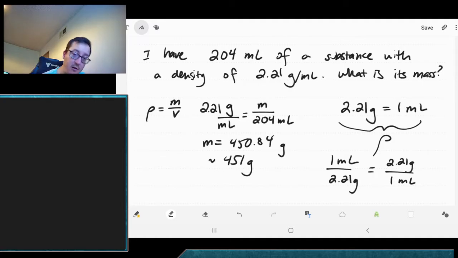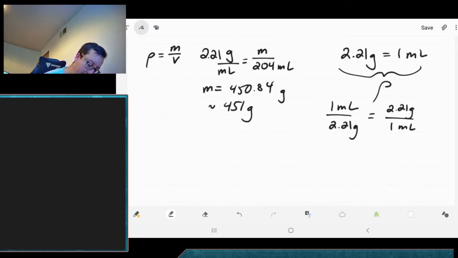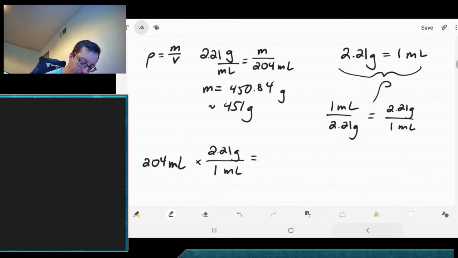So we're starting with our measured quantity, 204 milliliters. And we want milliliters on the bottom, so it cancels out. So we're going to put the gram part on top. And lo and behold, we end up getting our same answer. So it works either way. And that is all well and good. Again, whichever way makes the most sense to you, you're welcome to do that. So have fun with it.